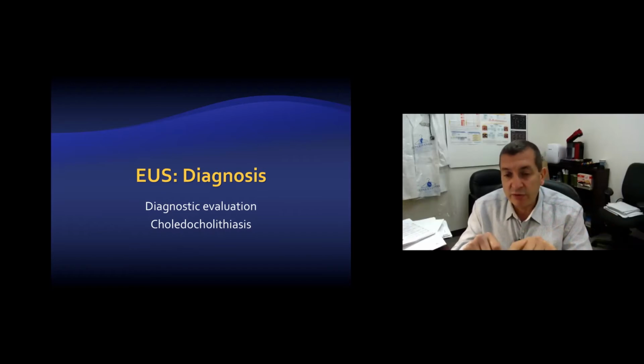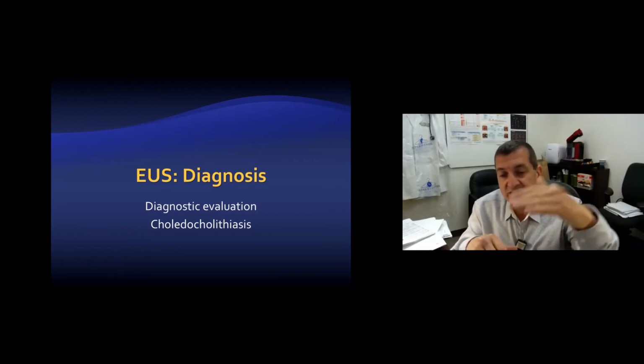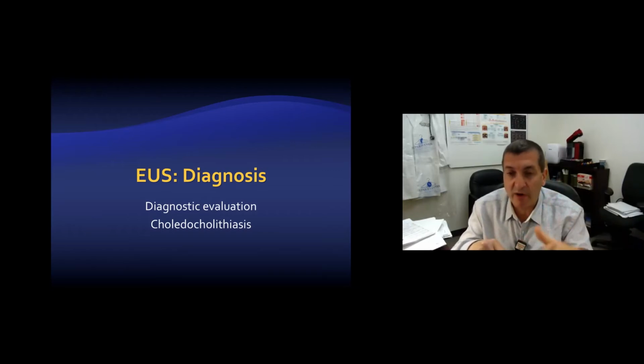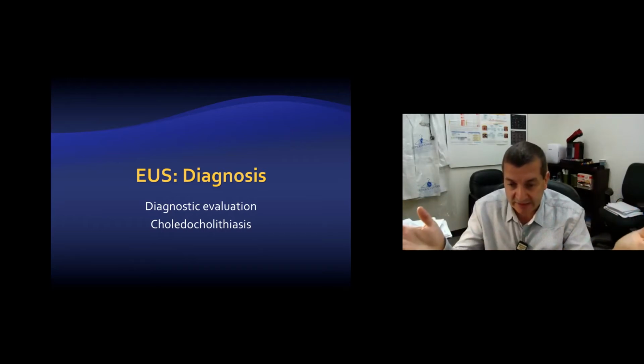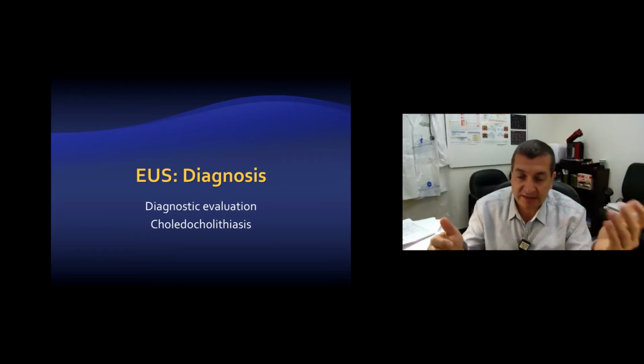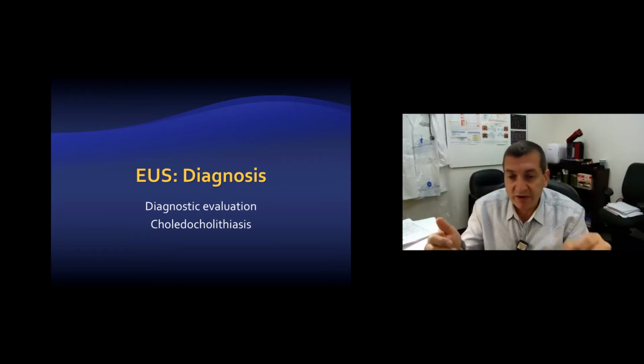Now, when it comes to the common bile duct, in the proximal part of the common bile duct, MRCP has an edge. CT scan does not have a great role in detecting common bile duct stones. If you see it, that's great, you know it's there. If you don't see it, it does not exclude it. So MRCP, especially for proximal stones, is very sensitive and specific.